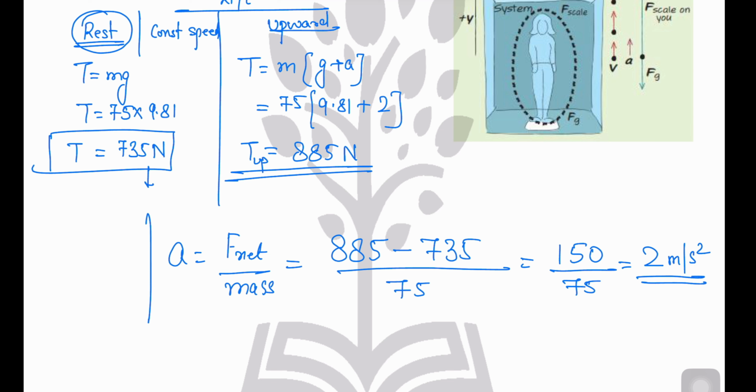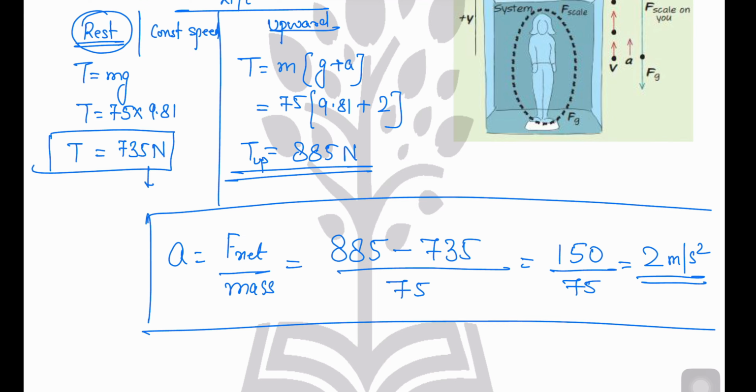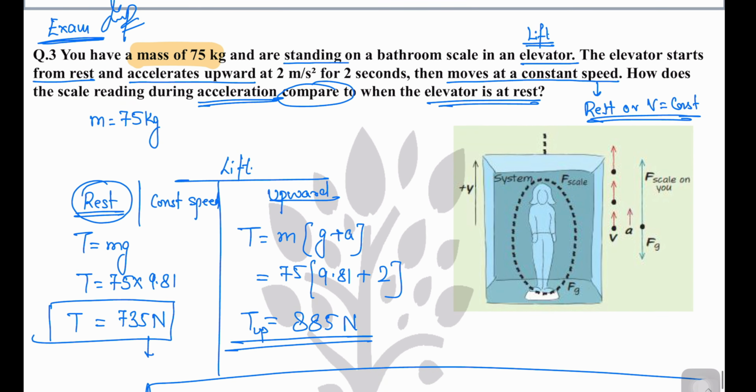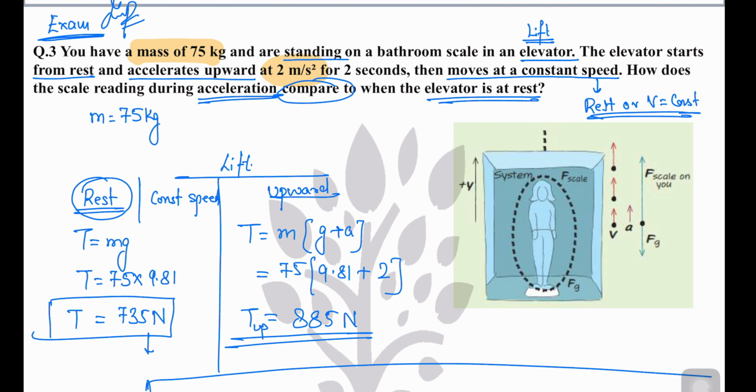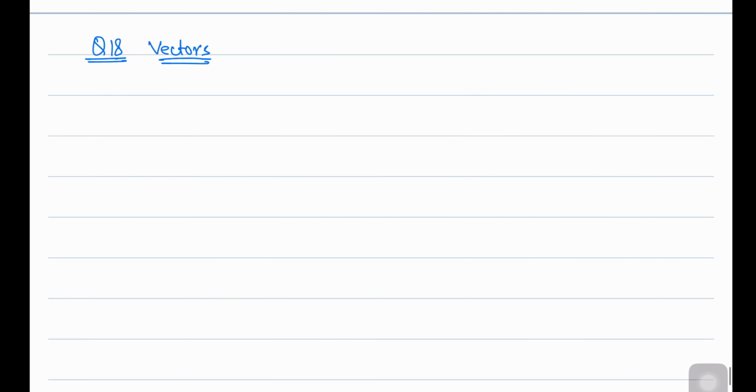This is verified from here. Clear? Fine. Okay. Now question number 18. In question number 18, we are going to learn about vectors. What is the meaning of vectors? Vectors are the type of quantity which have magnitude and direction. What does it mean? We need to solve two things, magnitude and direction.